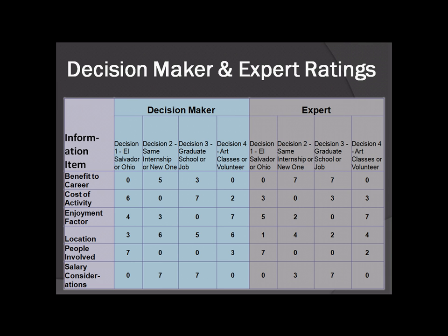The decision maker provided a rating of 1 to 7 for each of these information items for each decision, with 1 being the least important and 7 being the most important. A score of 0 was assigned if the information item was irrelevant to the decision. An expert was then questioned for his opinion on the importance of each of these information items for each decision using the same scale. All of the ratings from the decision maker and expert can be seen here.